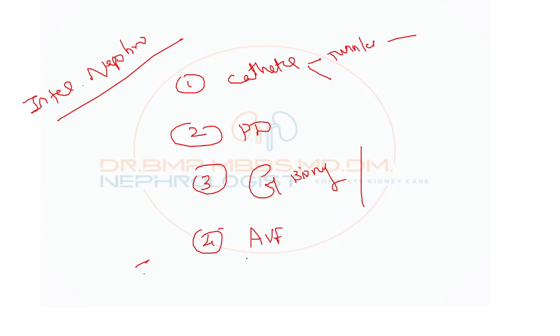AV fistula, arteriovenous fistula creation, both radiocephalic and the brachiocephalic or brachiobasilic, followed by the transposition of the fistula. These were being initially done by the surgeons, but nowadays more and more procedures are being done by the interventional nephrologist. Then AV graft and stenting plus minus. So these are all the procedures being done by the interventional nephrologist.